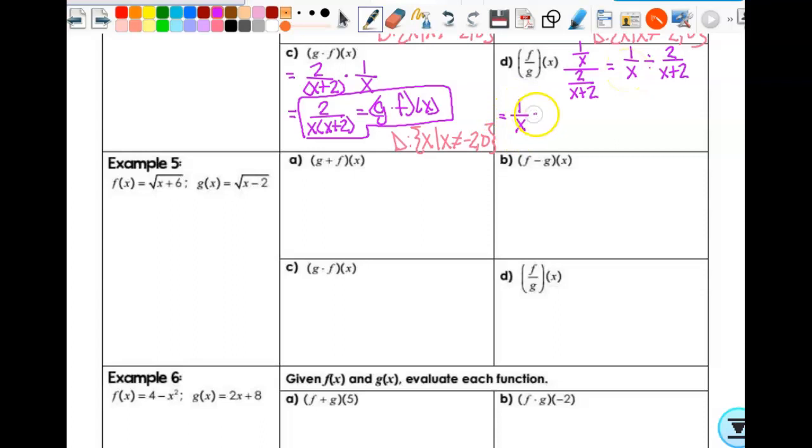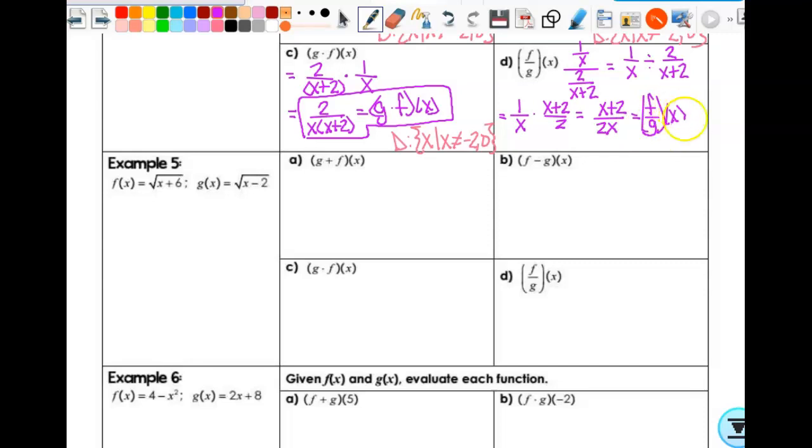I changed division to multiplication. I flip the second fraction. So then I just multiply straight across, and I get x plus 2 over 2x. Can I cancel these 2's? No. Can I cancel the x's? No. This is it. This is f over g of x.